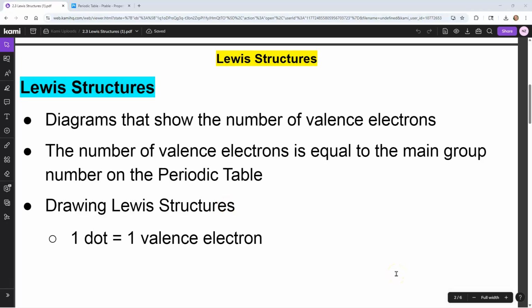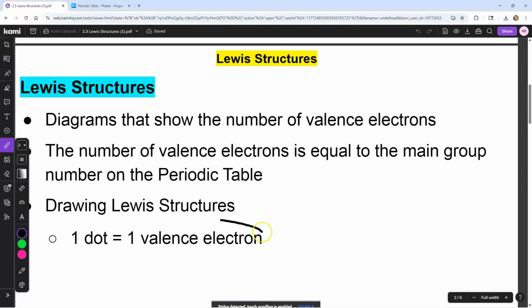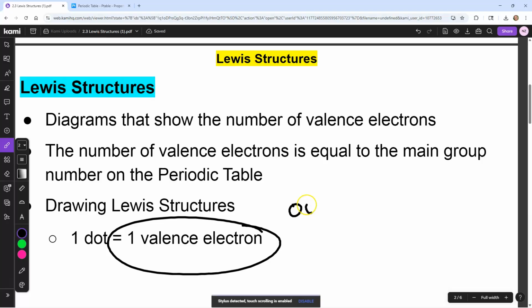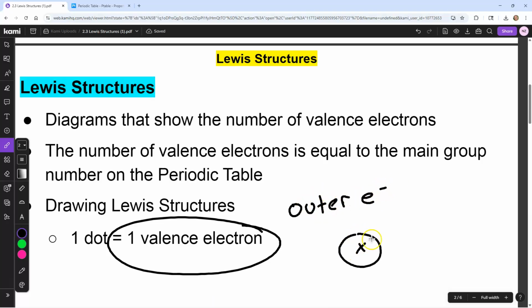So what's a Lewis structure? Well, they're diagrams that show the number of valence electrons. The number of valence electrons is equal to the main group number on the periodic table for the version that I use in my classroom. When we draw Lewis structures, one dot is going to be equal to one valence electron. And remember, valence electrons are those outermost electrons. So valence electrons are outer electrons. So if I have an atom here, valence electrons are the electrons in the outermost shell on an atom.